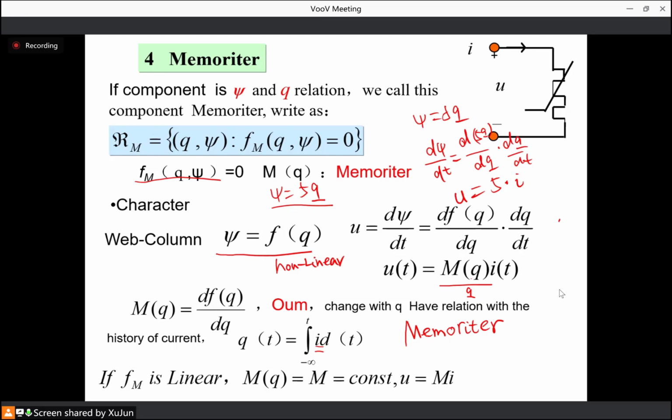Why does memristor mean this? Because it's an integration of current, we can treat it as if it can remember the current. So this word comes from memory plus resistor. Memory resistor. In China we call it memory resistor. The English name is memristor, because the U-I relation can remember the history of the current. So we call it memristor.